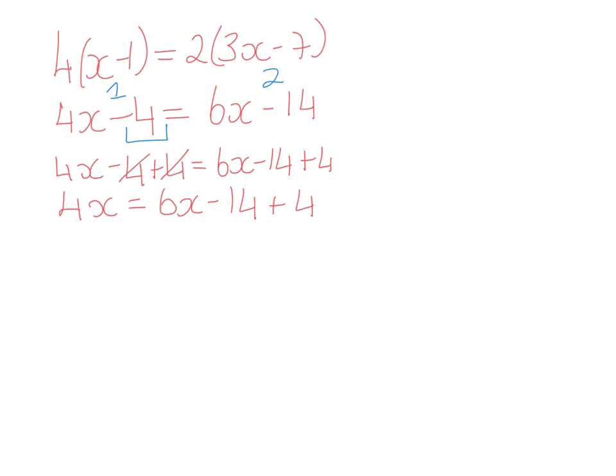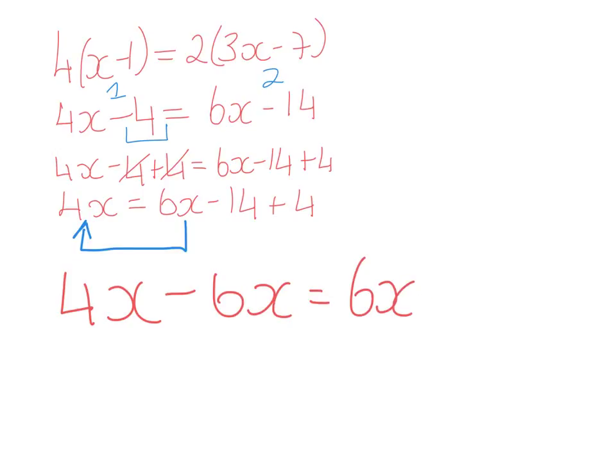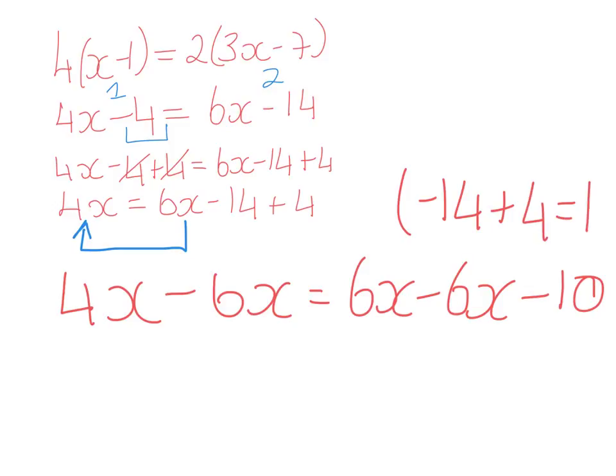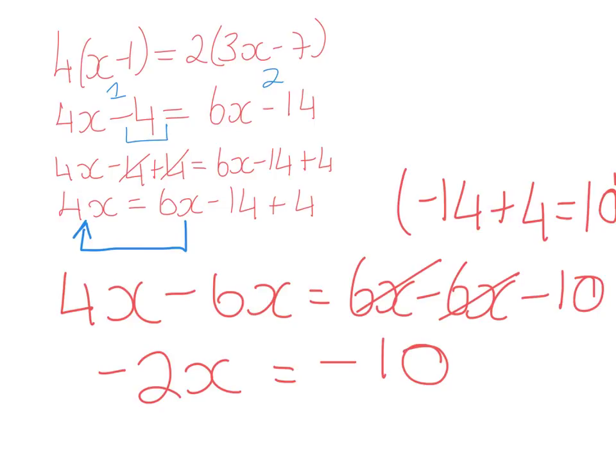Now we need to get all of the x's on the same side. So I need to move that plus 6x. So the easiest way for me to do that is to subtract it. So I might write something like 4x minus 6x is equal to 6x minus 6x minus 10. Not forgetting that minus 14 plus 4 is equal to minus 10. They cancel each other out, and all of a sudden I'm left with 4x minus 6x, which leaves me with minus 2x equal to minus 10.